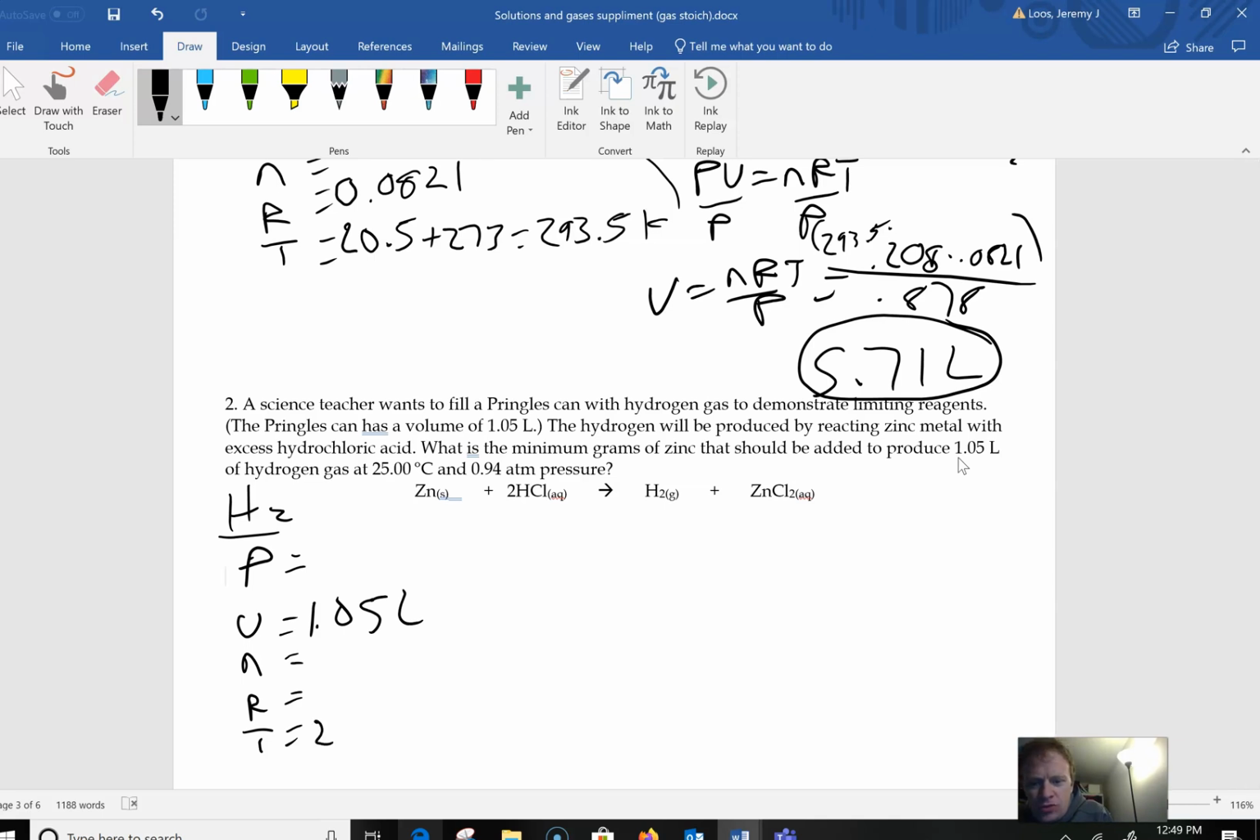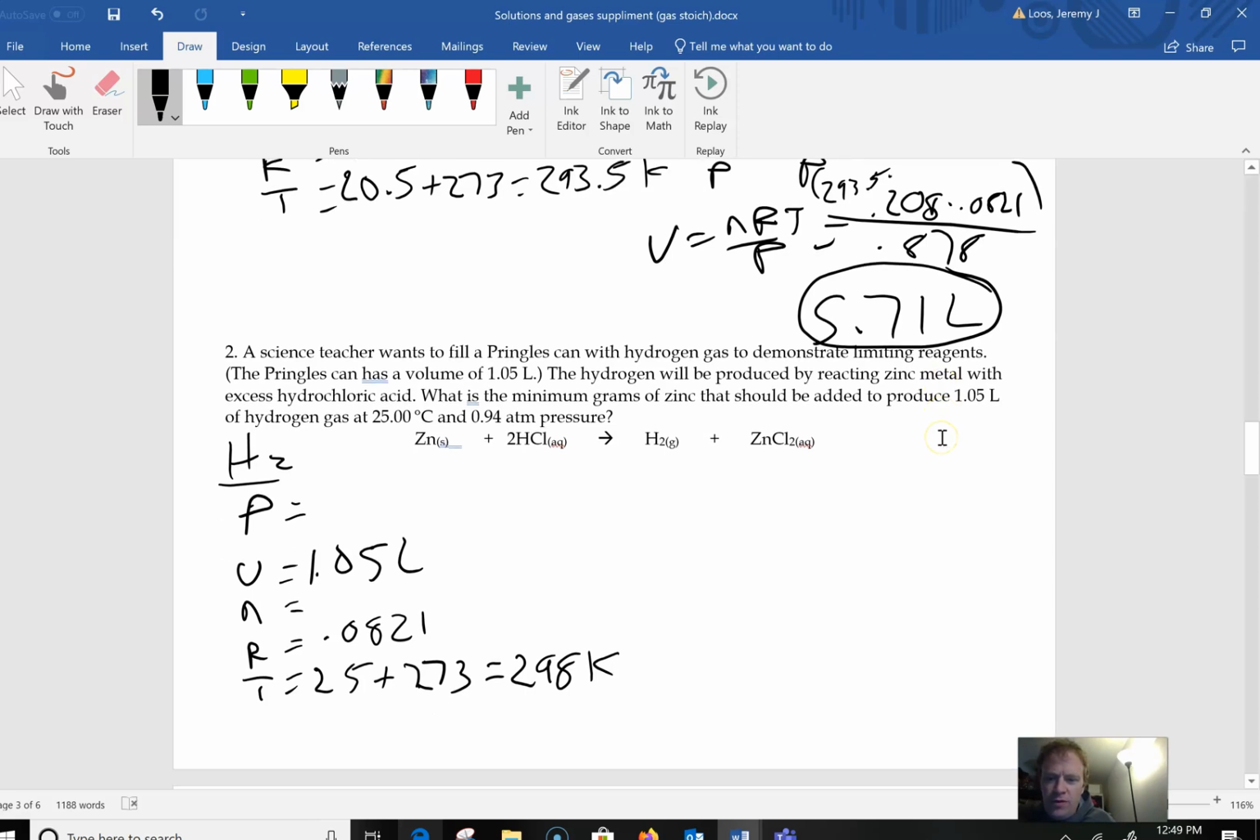And the temperature is 25 Celsius, but we're going to add 273. So that's 298 Kelvin. And R, we can always fill that in with its 0.0821. The pressure is 0.94. So notice we actually have enough variables, and that was what I said.